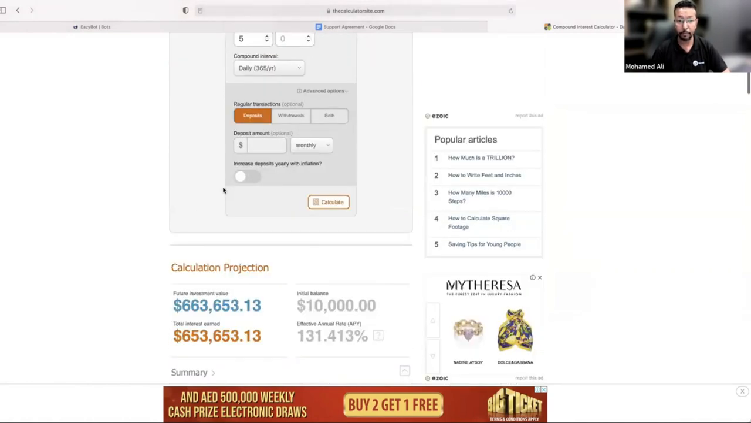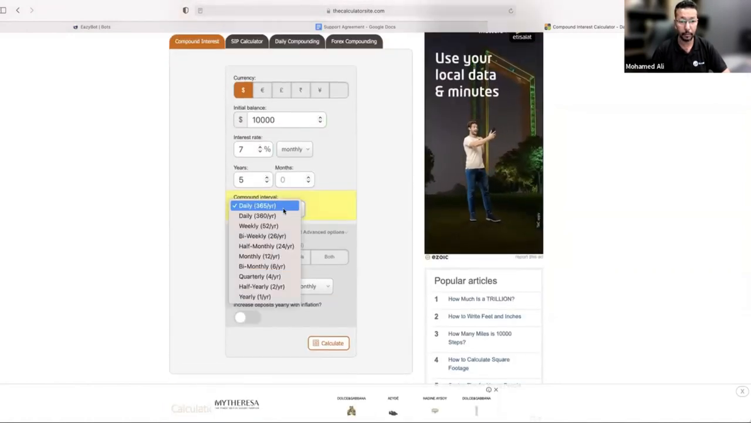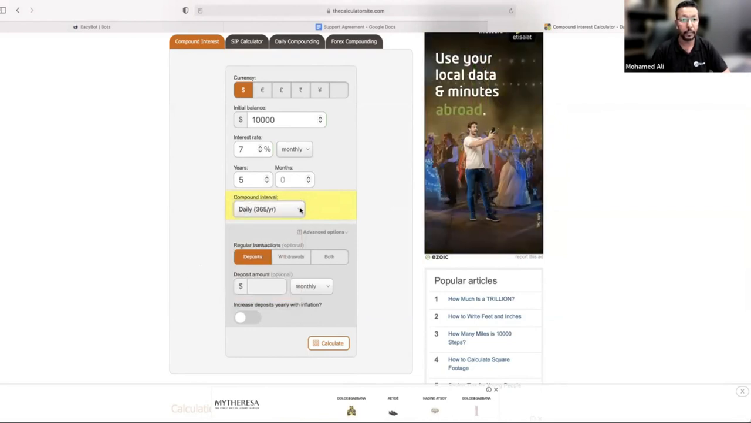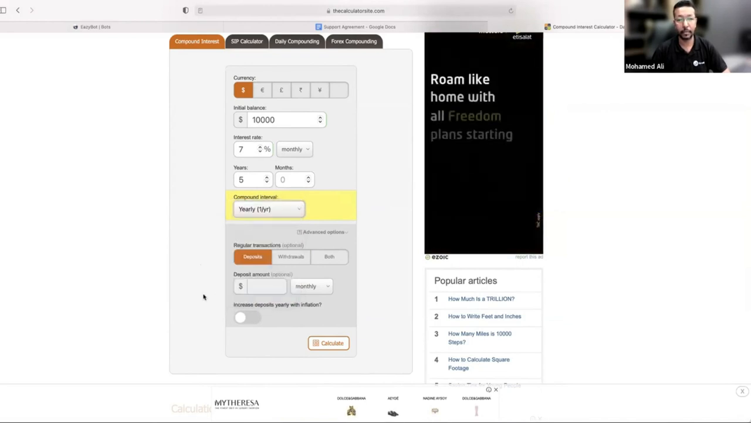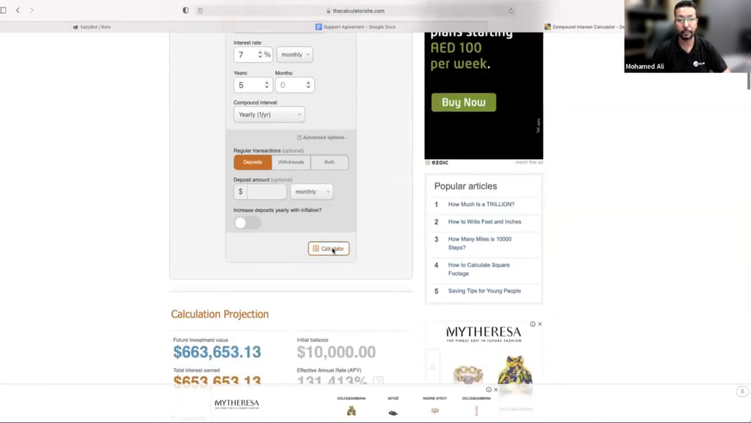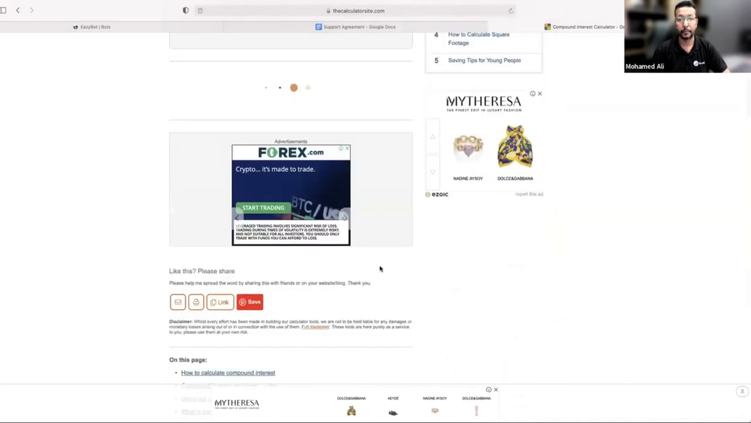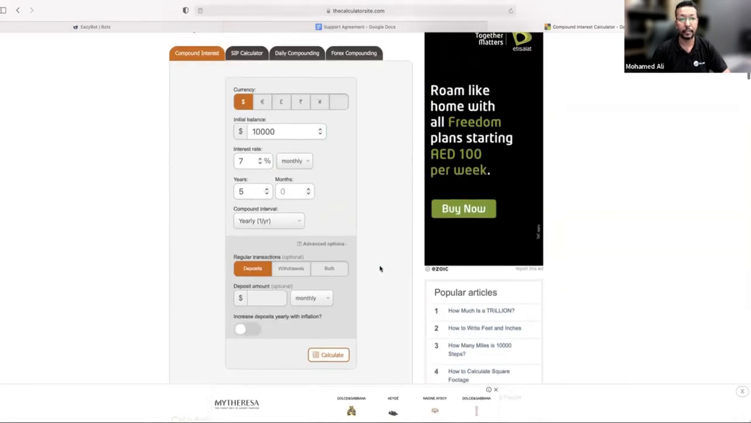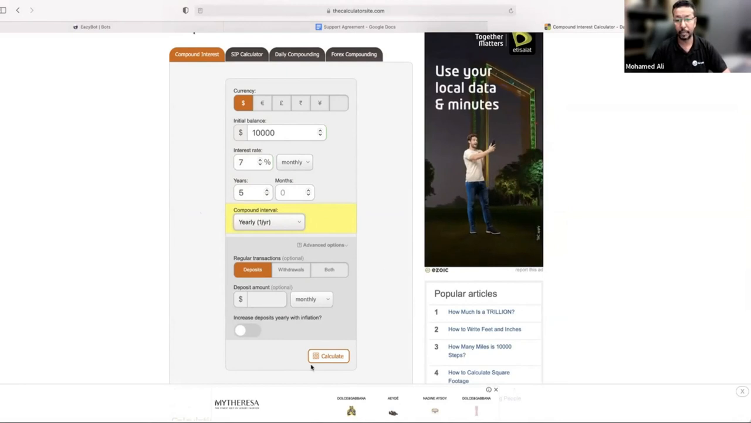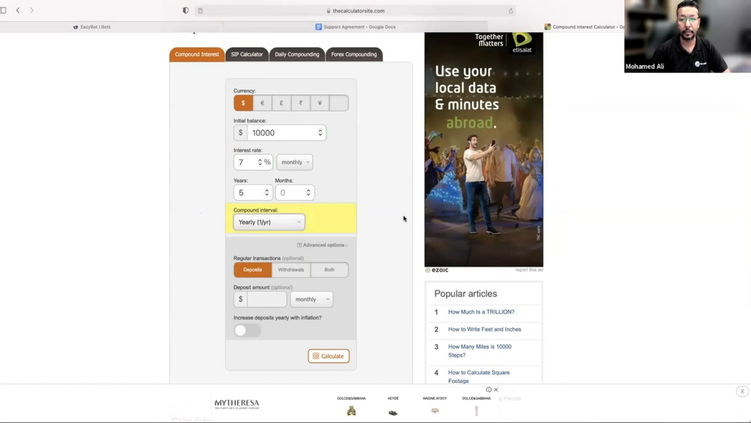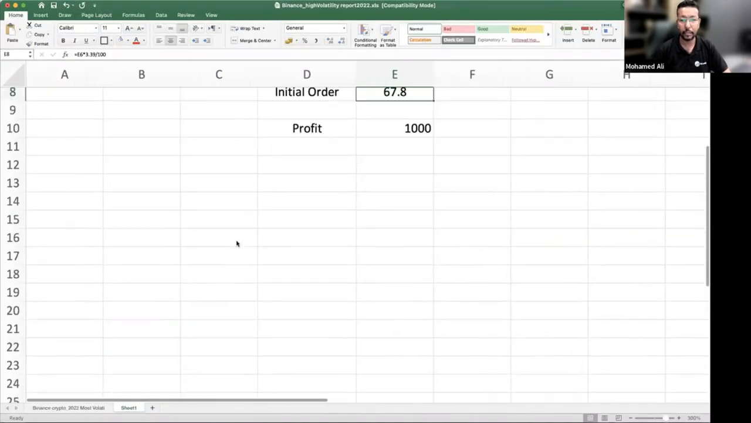So if we don't have compounding, let me remove that compounding. I don't know how I can remove it, but let me make it yearly instead of daily. Maybe that gives me some idea. It's 210 still, but I just want to remove it completely. I don't know if there is a way to remove the compounding to see how much it will be. We can do it in the Excel sheet. Yeah, let's do it here. Let's do it without compounding.